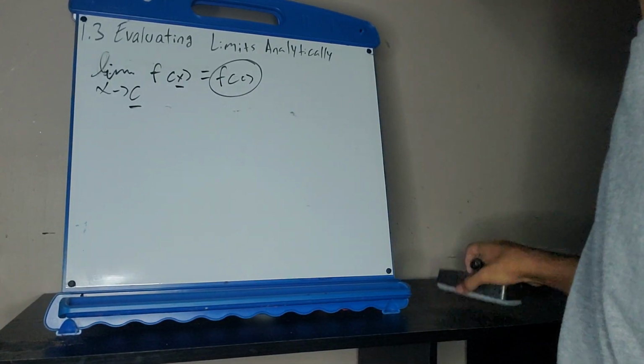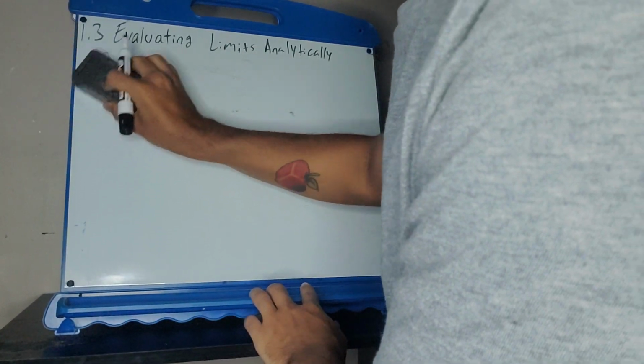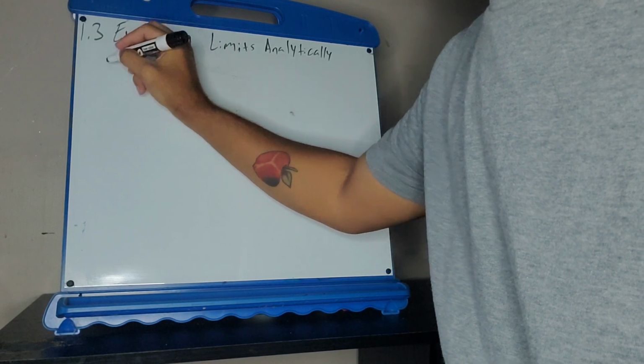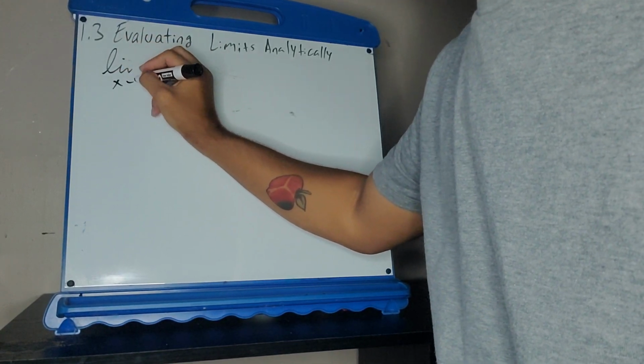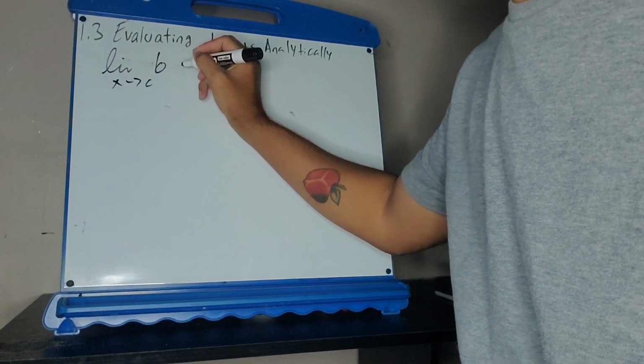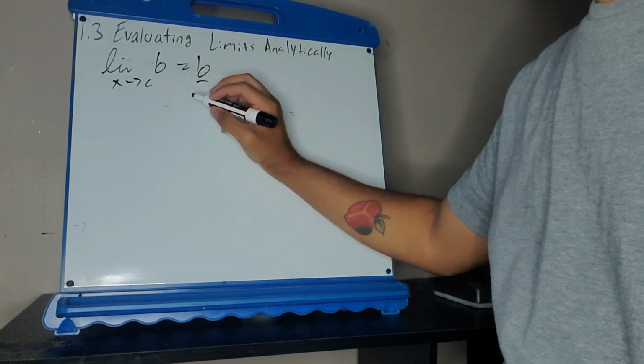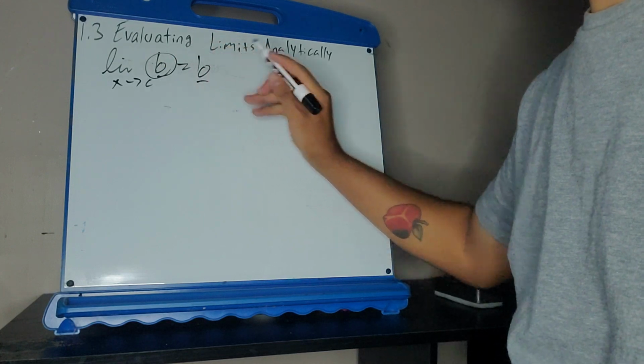Some other basic limits can be found as simply as the limit as x approaches a constant of a different constant. The limit will equal the original constant presented in the function.